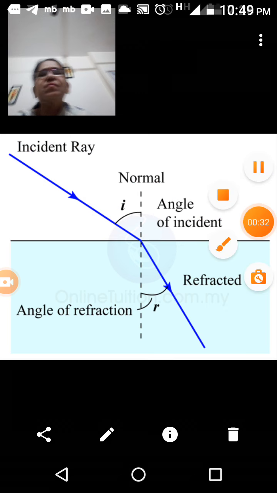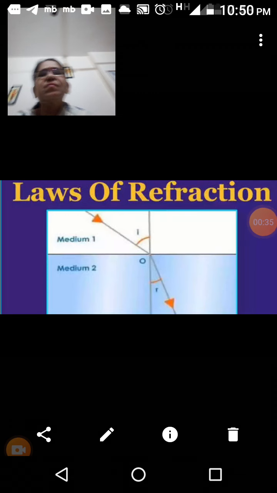Then we saw the laws of refraction. First law: incident ray, refracted ray and normal lie on the same plane. Second law: incident ray and refracted ray lie on opposite sides of the normal. And the third law: for a given pair of media, the ratio of sine of angle of incidence to sine of angle of refraction is a constant. This law is called Snell's law and the constant is called the refractive index.